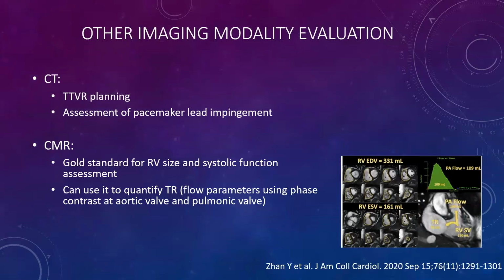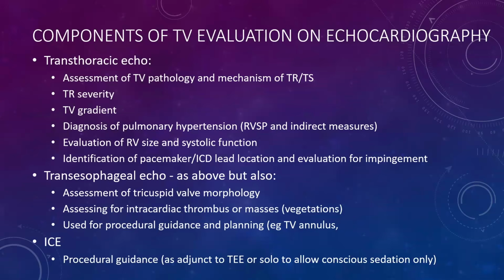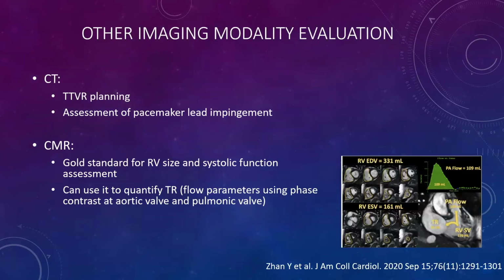In terms of TEE, we look at all of the above, but we'll look at the morphology in more detail, the parts that we talked about a little bit already, but also assessing for any intracardiac thrombus or masses and vegetations. And then this can also be used for procedural guidance and planning. In addition, we do have ICE available, and I'll show a couple of pictures just out of interest in terms of procedural guidance in evaluating the tricuspid valve. Other imaging modalities that might be used adjunctively to help you for your tricuspid valve include CT scan.